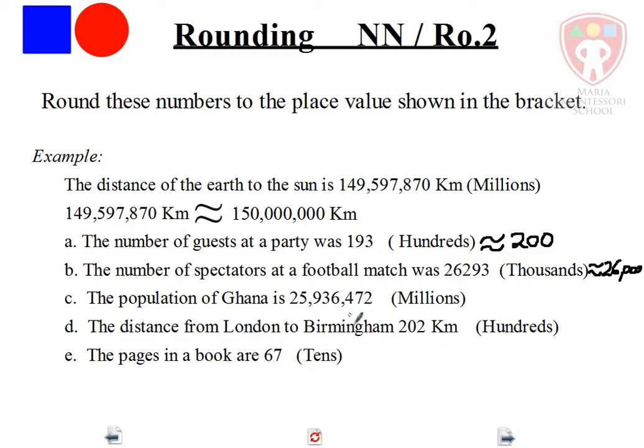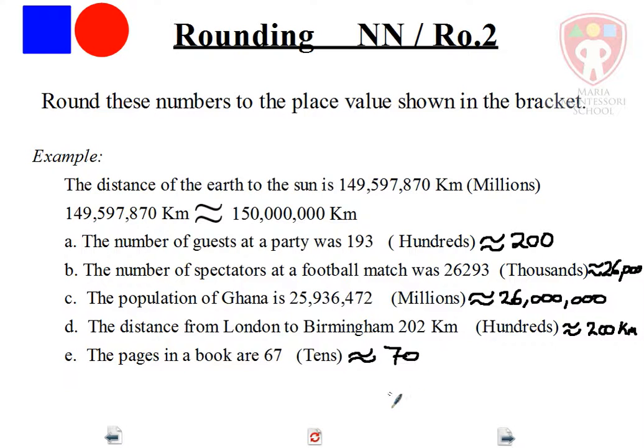Well, the population of Ghana is 25,936,472, which is approximately 26 million. I hope you're all getting that. The distance from London to Birmingham is 202 kilometers, which is approximately, to the nearest 100, 200 kilometers. And the last one, the pages in the book were 67, which is approximately, to the whole 10, 70.